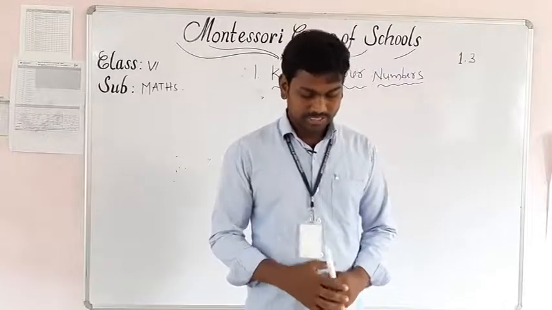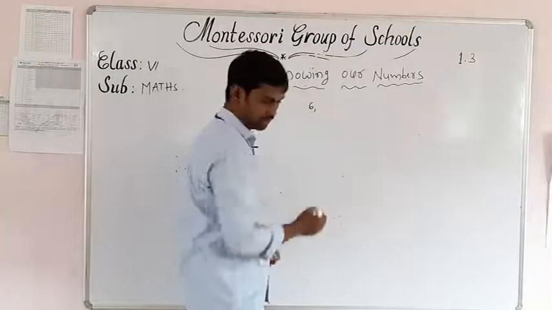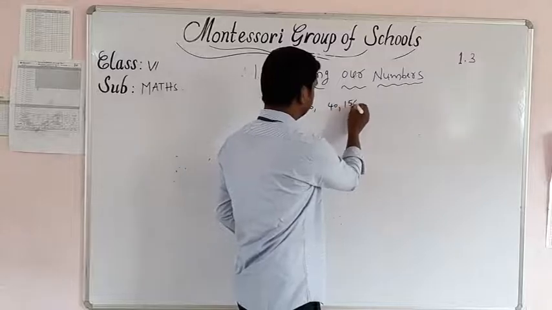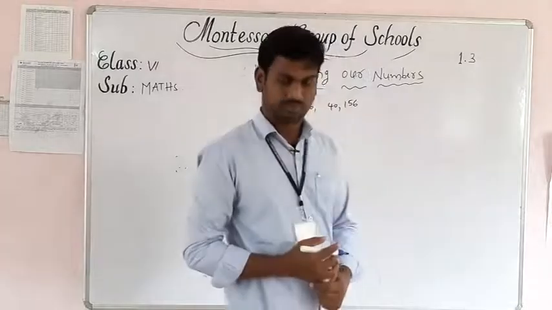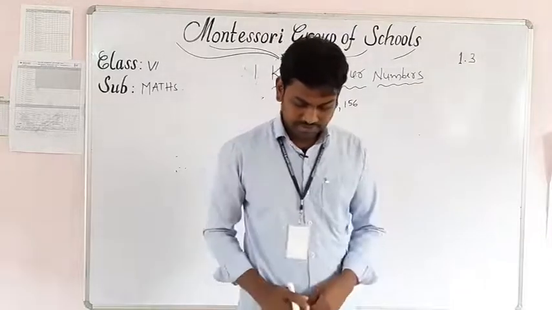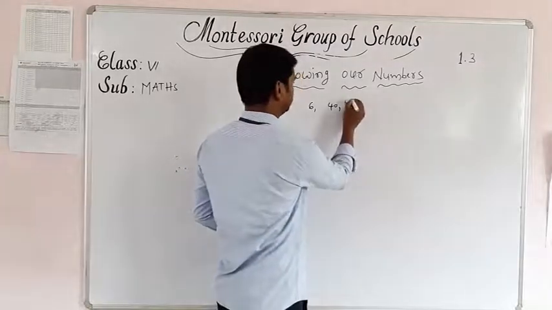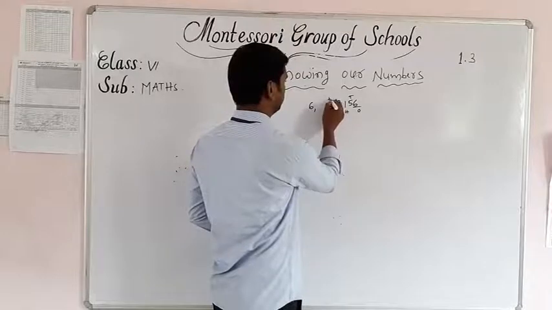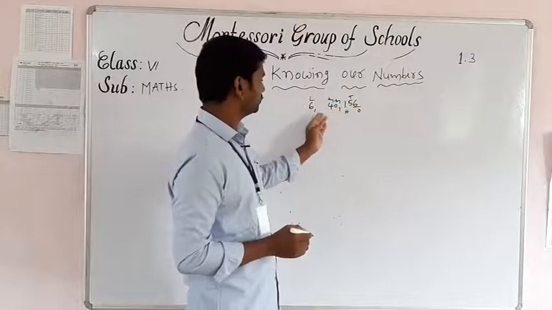Write the numbers in expanded form. They are given one number, 6,40,156. So what they are asking now is to write the number in expanded form. We already discussed expanded form in the previous class. You just have to write the place values: ones, tens, hundreds, thousands, 10,000s, lakhs.